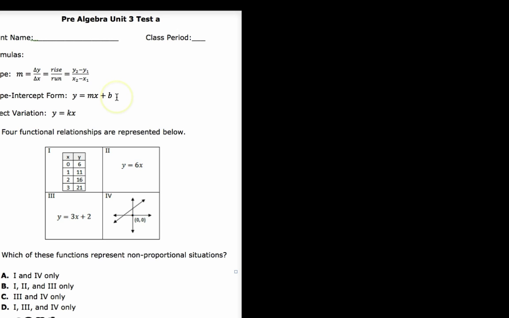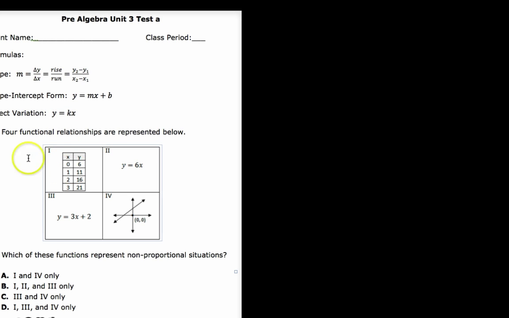Your slope-intercept form is y equals mx plus b, where m is the slope and b is the y-intercept. And then for direct variation, you have y equals kx, where k is the constant of variation.